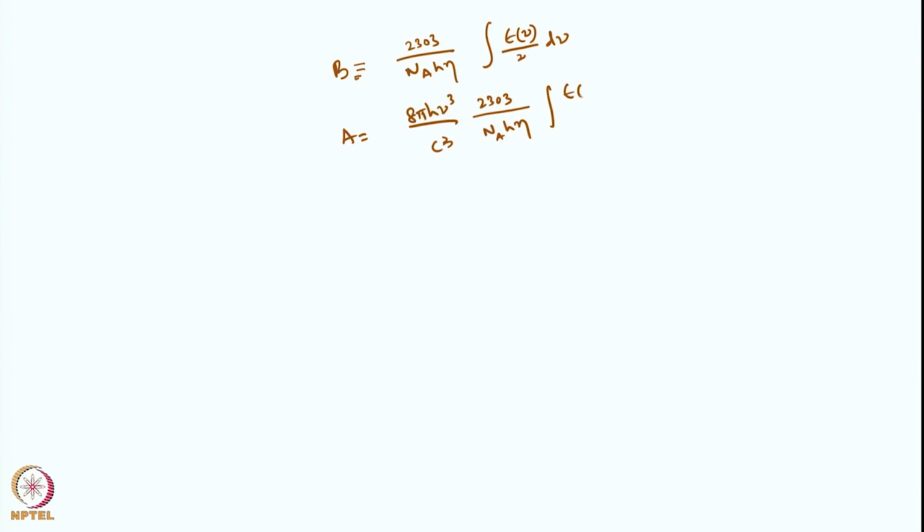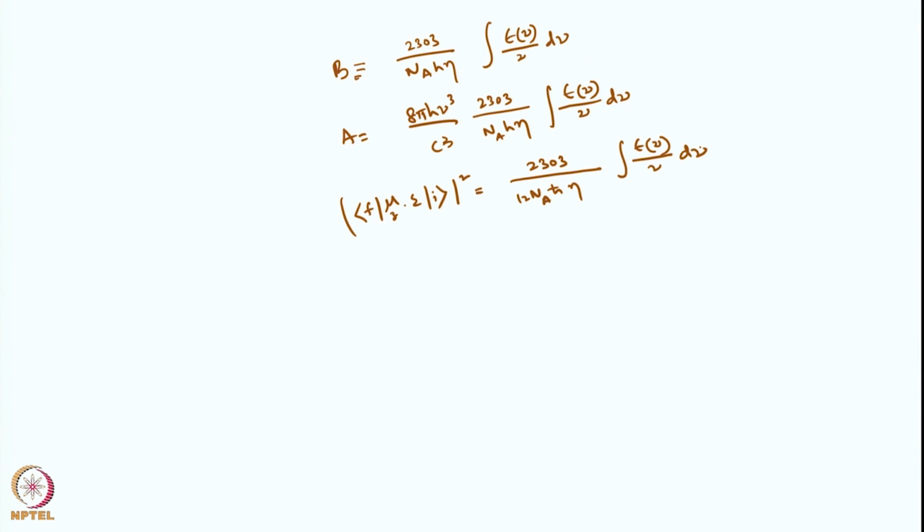Therefore, when I write such equations, by NA h eta integral epsilon of nu by nu d nu, or A is equal to 8 pi h nu cube by c cube into 2303 divided by Na h eta integral epsilon of nu by nu d nu, and f, and the transition moment mu z epsilon i modulus square equals 2303 divided by 12 Na h bar eta integral epsilon of nu by nu d nu.